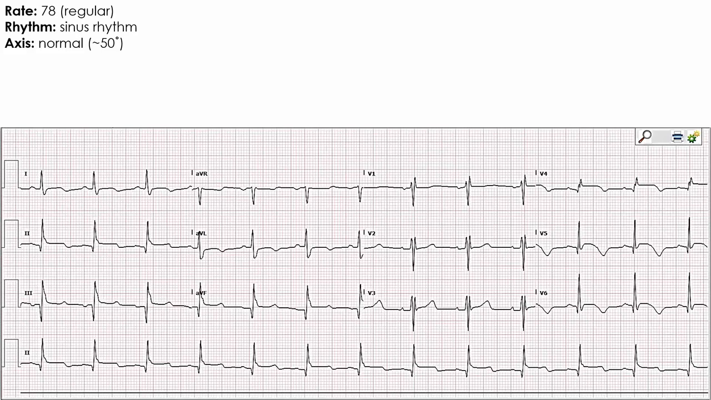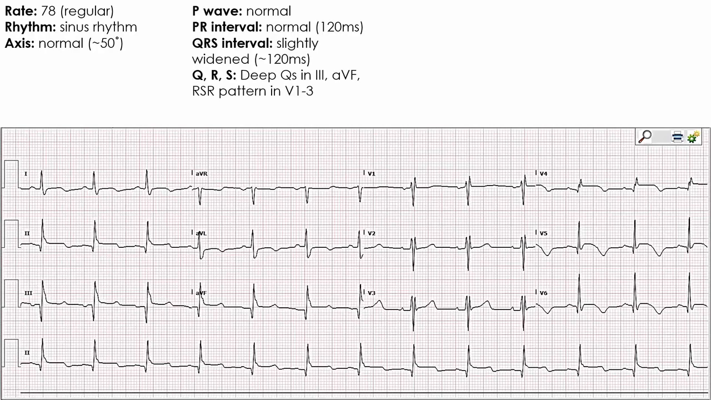So, it's regular, rate of about 78, sinus rhythm based on upright P waves in lead 2 and inverted P waves in AVR. The axis is normal at about 50 degrees. Now AVF is slightly bigger than lead 1, so I'd say we're beyond 45 degrees, closer to 50 degrees in this case. The P waves are normal.